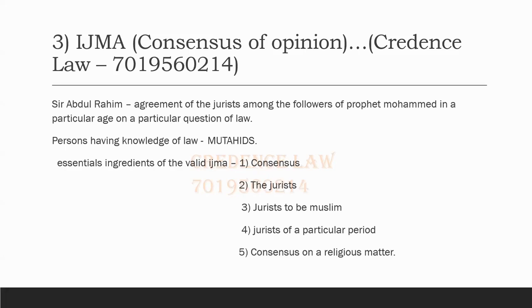The best example is this: during the time of the Prophet, there was no technology. Nothing used to happen online. These days, marriages are happening online. A girl sitting in Bangalore, a guy in America, marriages are happening online. Now, the question is whether this kind of marriage will be valid. Many things are happening online. So the validity of these things will be questioned and will be decided by the Islamic jurists. That is called ijma. Ijma means agreement in a particular age on a particular question of law.